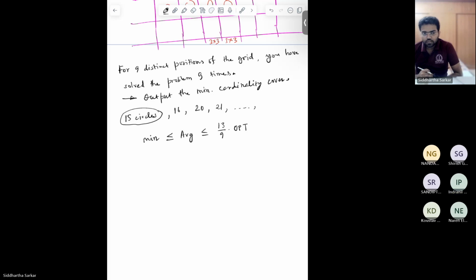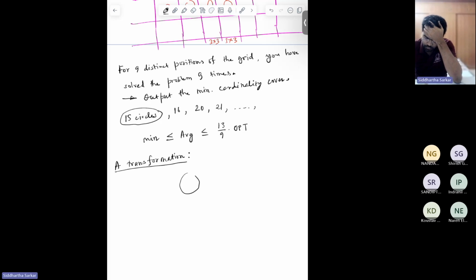Yes. Okay. Then how do we find the average? That is where we will do a transformation. So we have to count. The transformation is the following: I'm going to look at the optimal solution. The optimal solution consists of some circles.